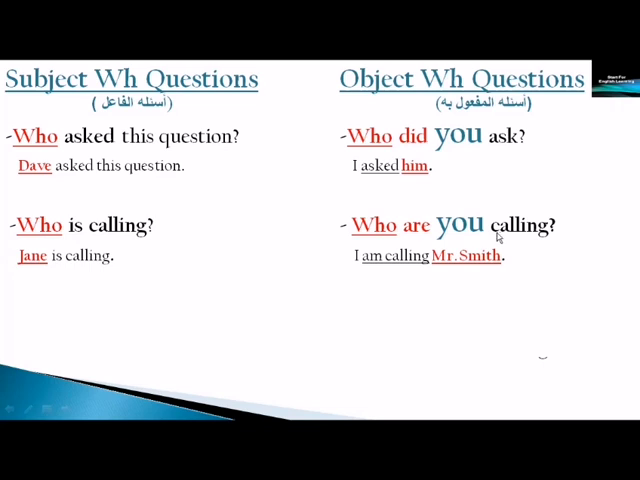Here we have inversion. Here who refers to the object of the sentence. Who is asking for the object. Who followed by the helping verb are. And then we have the subject. And then calling is the present participle of the verb call. The answer, I'm calling Mr. Smith. Mr. Smith here is the object.